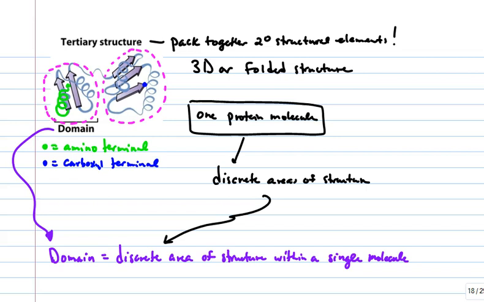All right, so tertiary structure, packed together secondary structural elements, is the 3D or folded structure of the protein. And again, I would be remiss if I didn't remind you: why does this protein have this particular tertiary or 3D structure? Because it is tied to its biological function.